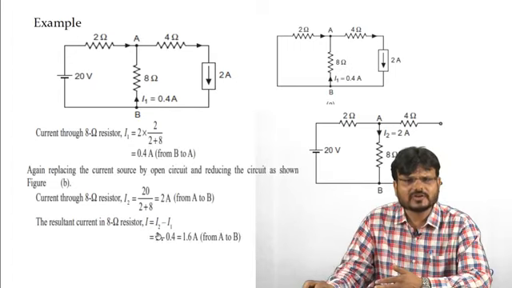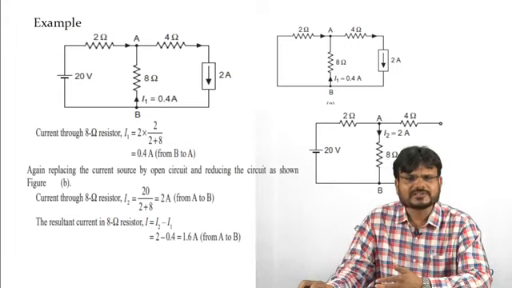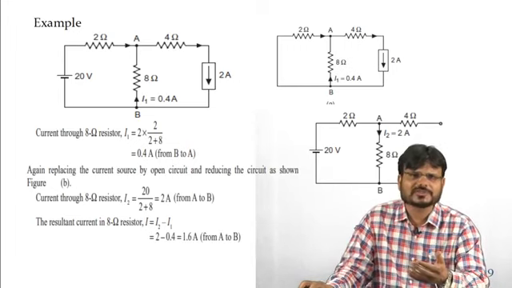So the net current is what? I2 minus I1, that means 2 minus 0.4. So it is 1.6 ampere. So this current is flowing from A to B. So this is how you can apply the superposition theorem.